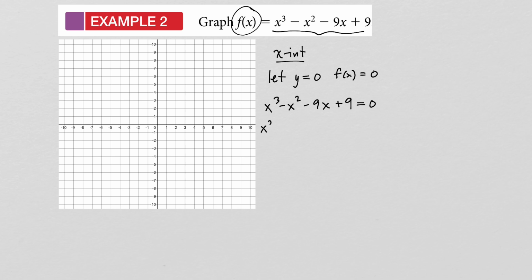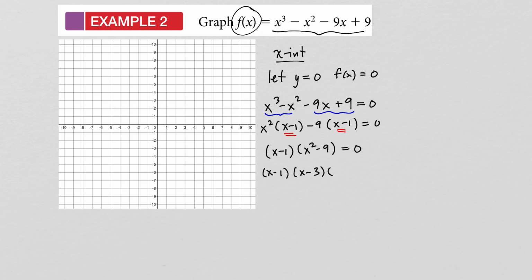I can factor out an x squared here. And out of the second two terms here, I can pull out a negative 9, and that's going to give us x minus 1. Notice that you have x minus 1 left over here in both places. So now if I factor out the x minus 1, we have x squared minus 9 left over. And then x squared minus 9 can be factored into x minus 3 and x plus 3.